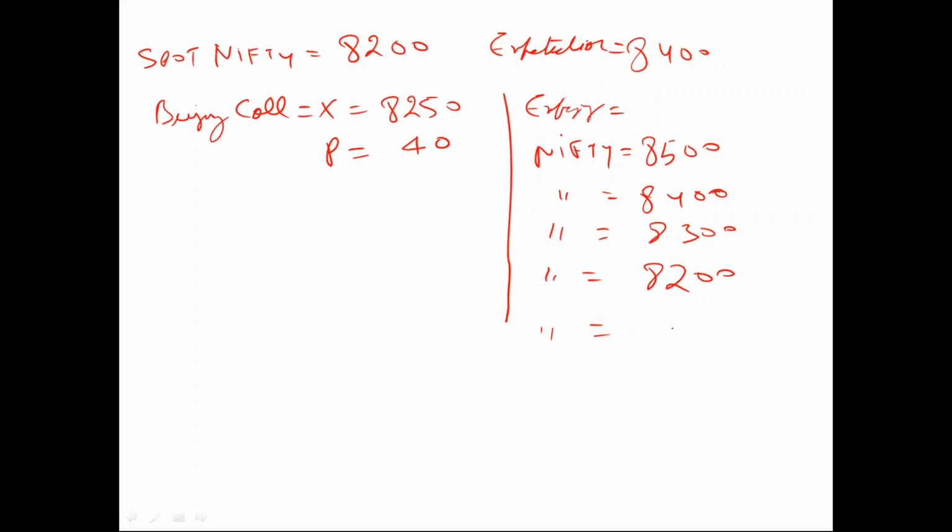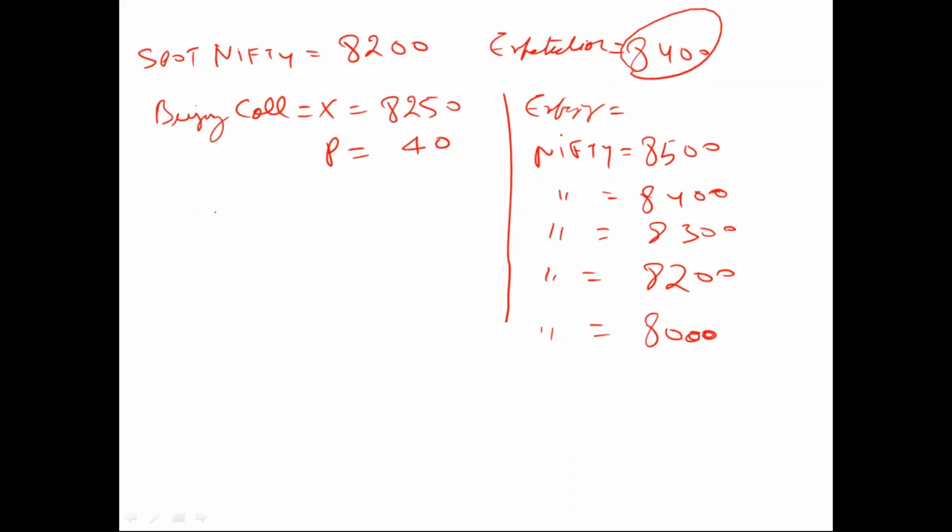And what if Nifty went to 8,000, what would be my profit or loss? So we have to calculate. So this is my expectation, but actually anything could happen. Let's suppose I'm buying a call at 8,250 and the premium I paid is 40. On the date of expiry, if the market goes to 8,500, what would be my profit? So I bought at 8,200, the market went to 8,500.